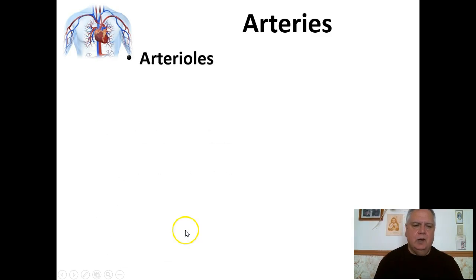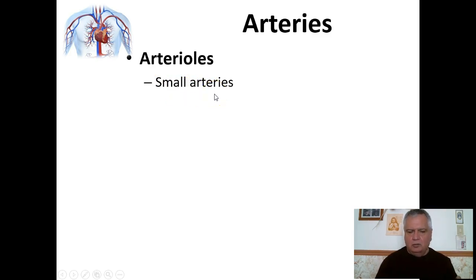Okay, next up, we take a look at arterioles. If you've had medical terminology, you may have learned suffixes and how they change the meaning of terms. Here's a suffix, OLES. This is a diminutive suffix. When you see it attached to a root word like artery, it means a small version of the same thing. So when we add it to artery, it creates arterioles. Arterioles then are small arteries.